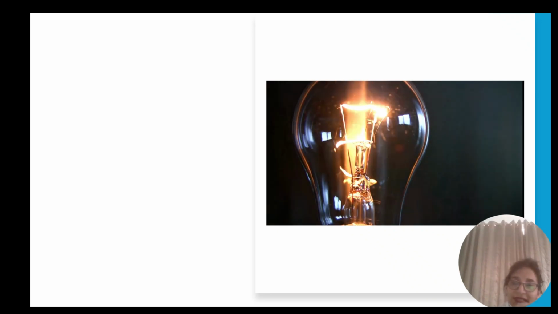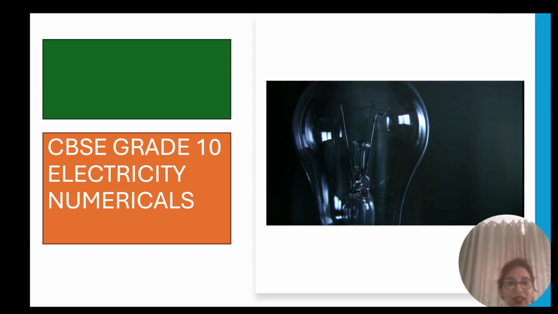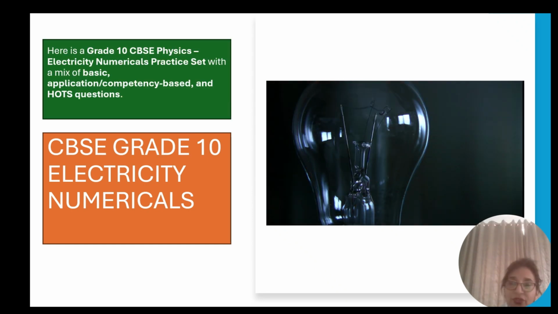Today we are going to discuss some of the important numericals from CBSE grade 10, which are related to your application-based or competency-based questions, and I believe that you will be practicing it and writing everything down so that your concepts are also clear.